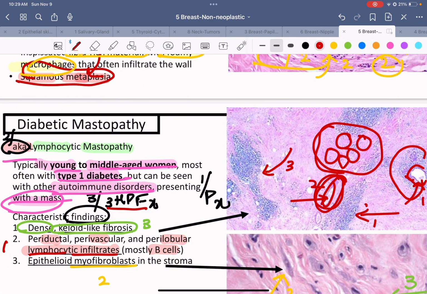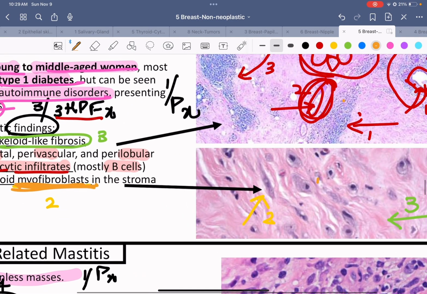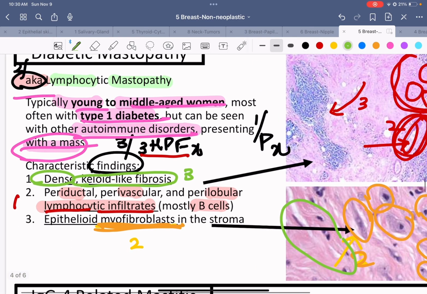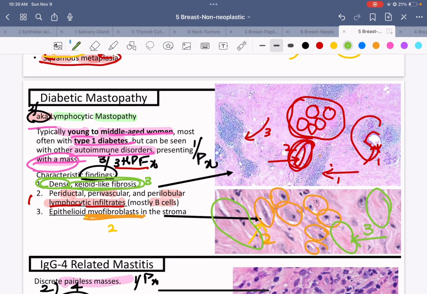Number two, whenever there is inflammation, the body is going to try to heal itself and will send myofibroblasts to begin the process of healing and granulation tissue formation. So number two, here we see a high power view, you will find numerous myofibroblasts in the area around the lymphocytic infiltrate. And number three, what will these myofibroblasts do? These myofibroblasts will try to deposit collagen and heal this tissue that has been acutely inflamed, right? So you will find a dense keloid-like fibrosis. So number one, lymphocytic infiltrate. Number two, myofibroblasts in the stroma. And number three, a dense keloid-like fibrosis in a lady who has a known history of type 1 diabetes or another autoimmune disorder.